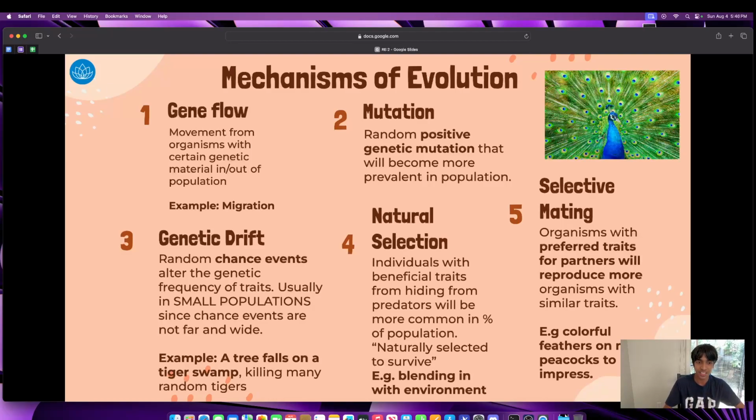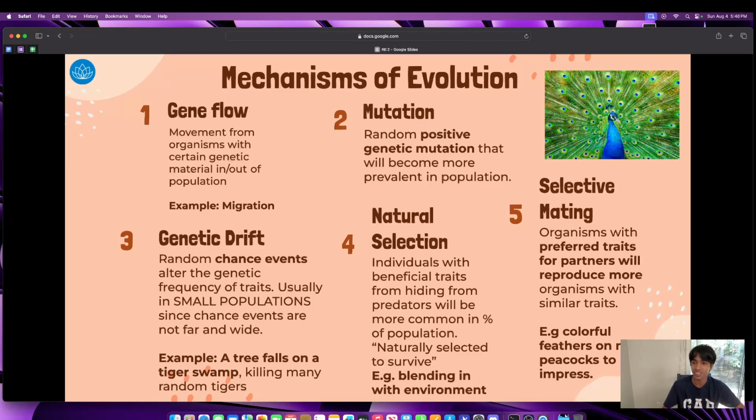And then genetic drift is random chance events that alter the genetic frequency of traits, usually in small populations, since chance events are not far and wide. Like, it's not the whole world exploding. It's just like a tree falls on a tiger swamp, killing random tigers, and it's not targeted like natural selection. It is not targeting a specific feature of a gene. It's just really random. Like, it's not, oh, this tree is only going to kill tigers that have yellow stripes. It's just random, just like mutation, which are two random things.